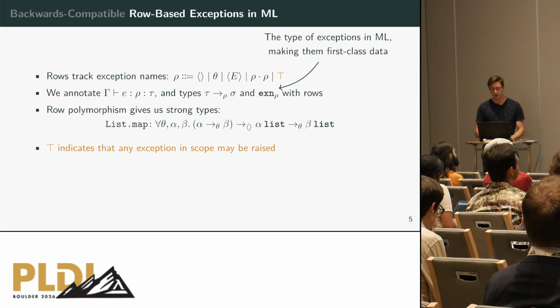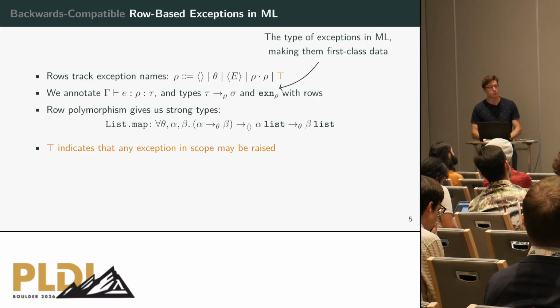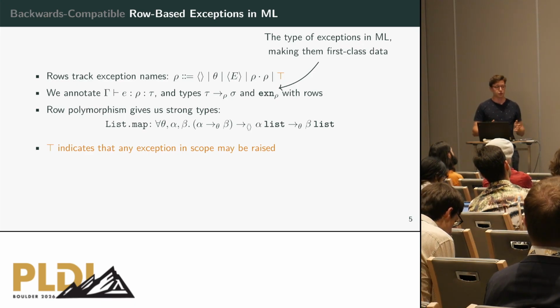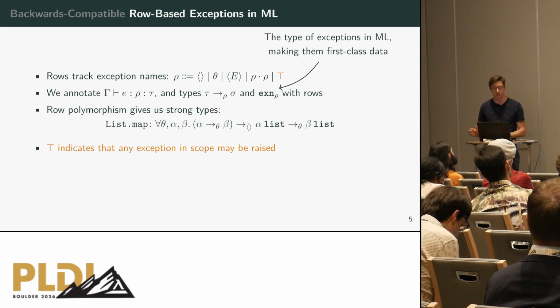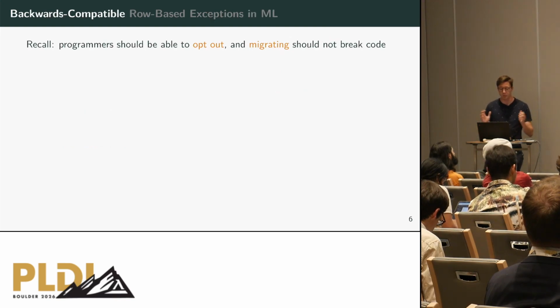What we have done is make this backwards compatible by adding a top row, which indicates that any exception in scope may be raised by the program. And this you can see as basically the default behavior you've got in ML. There you don't know anything about the exceptions that may be thrown. So we added this to the syntax of the rows. And then we get our backwards compatibility.